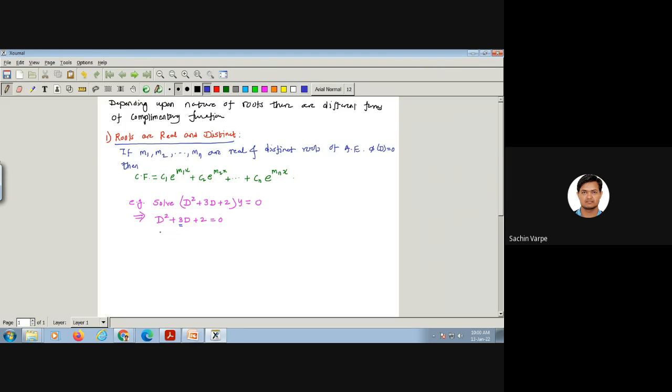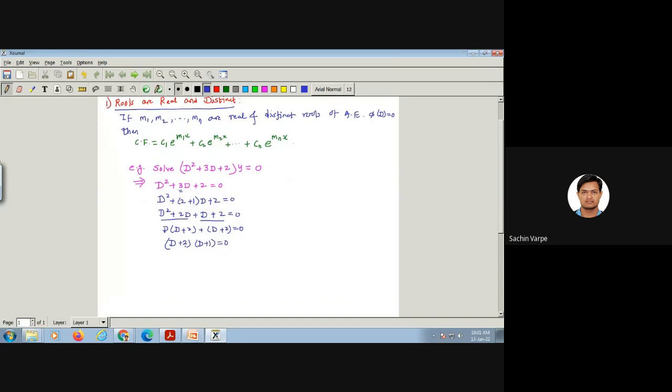We write this as d square plus 2 plus 1 times d plus 2 equal to 0. So that is d square plus 2d plus 1d plus 2 is equal to 0. We take d common from these two. By taking d common, d plus 2, and here by taking 1 common, d plus 2, and again by taking d plus 2 common, what we get inside? D plus 1. This is the factored form of the given equation. By equating each factor to 0, we will get d equal to -2 and d equal to -1 as the roots. Right?